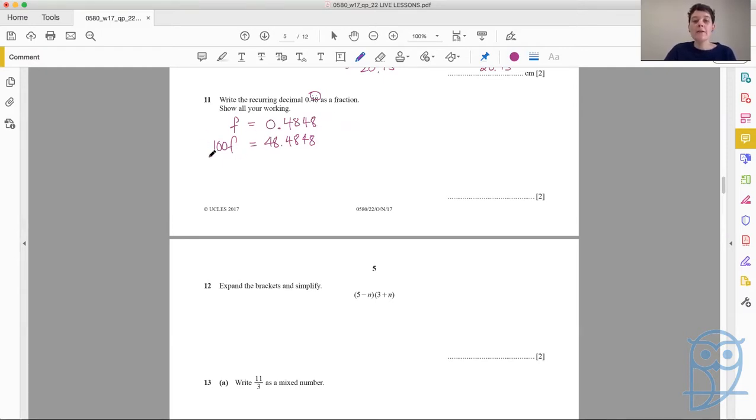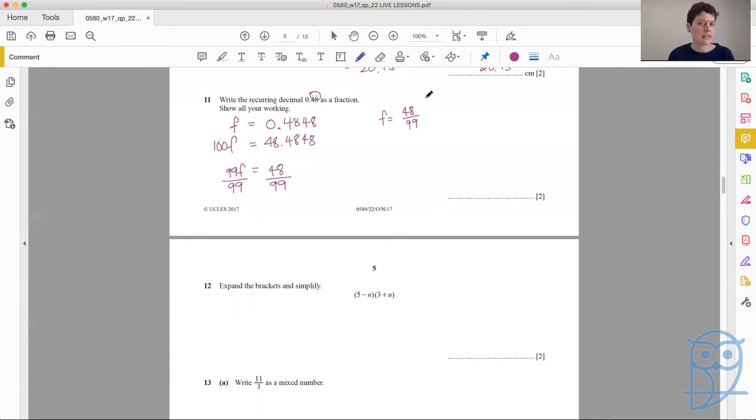Because now we're going to say, well, 100F minus F would be 99F. And 48.484848 forever minus 0.484848 forever is just going to be 48. Because all these decimal points are going to cancel each other out. Fantastic. Well, we don't want 99 fractions, we only want 1. So we divide by 99 on both sides, and we end up with F equals 48 over 99.